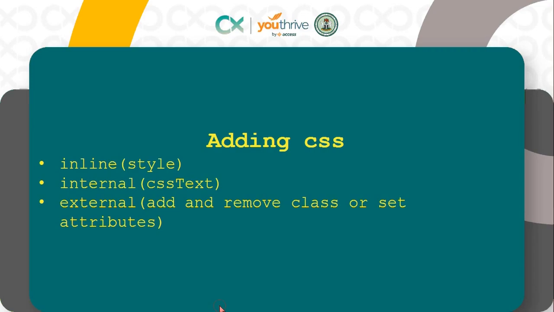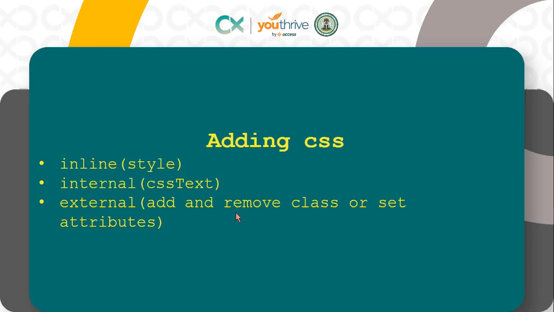So in this video we are going to learn how to add CSS using JavaScript. We are going to group the various methods into these three steps. The first one is inline, so we are going to use the style attribute. The next one is the internal CSS one, so we are still going to use the style attribute, but the main syntax there is the cssText.